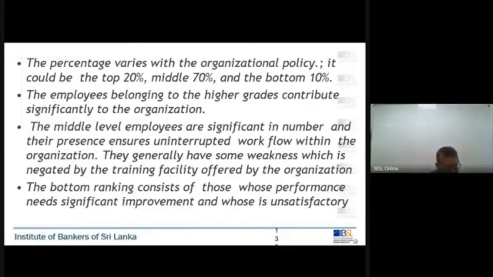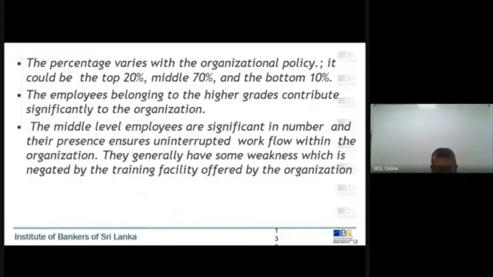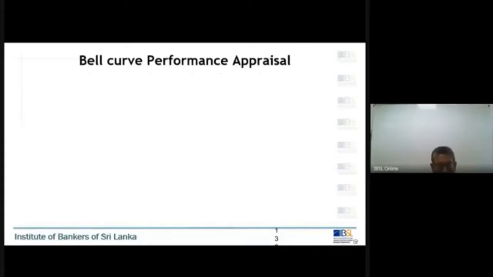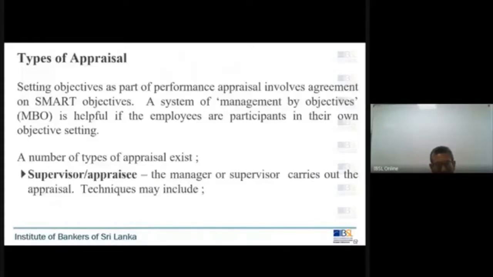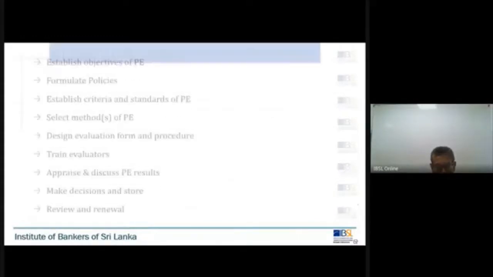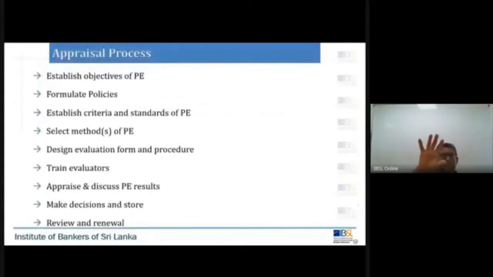Right, now what we have discussed, okay, we'll come back again to this. What we are discussing now is the appraisal process. First we discuss what are the objectives of the performance appraisal. What are the formulating policies? Policies mean who is going to do, when are they going to do, and how are they going to do. Okay? Establish criteria and standard, what are you going to measure. Select methods, these are the things we discuss: how you are going to evaluate your performances.